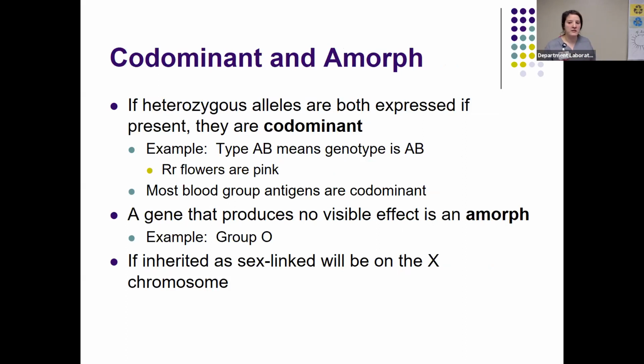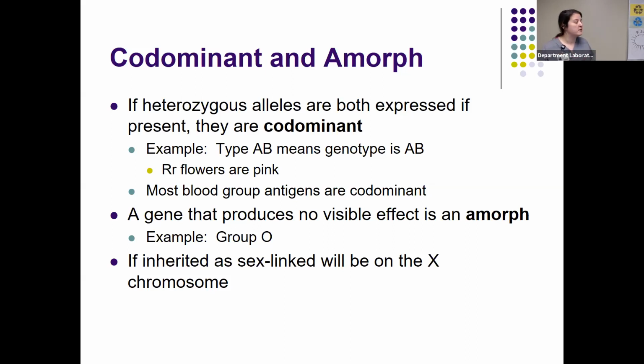So if your heterozygous alleles are both expressed, such as our group AB, then that is codominant. An example of that, if you did Mendel's studies with the color of the flowers, would be if you had one dominant gene and one recessive gene, then the flowers would be pink, and that's codominant. And like I mentioned, that group O is called an amorph. It produces no visible effect. So that A antigen or the B antigen is not being expressed.